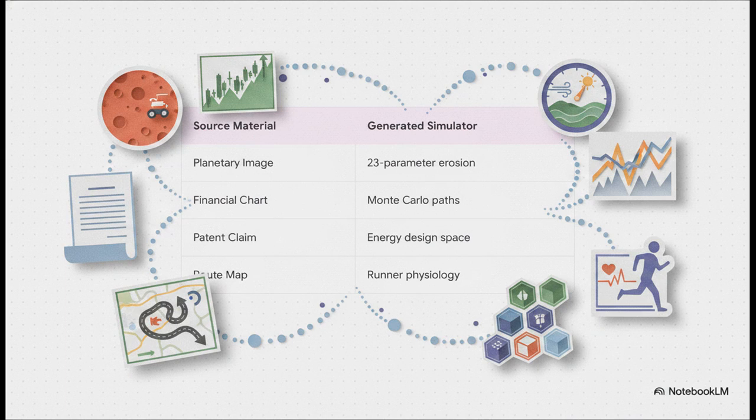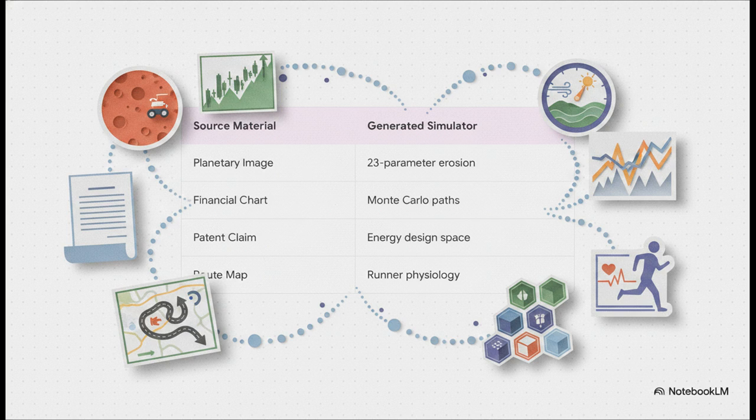And honestly, it gets even more interesting. If you feed the system a planetary surface image, like a photograph captured by a Mars rover, it generates a 23-parameter erosion and lighting simulator, where you can dynamically change the wind and solar angles. Feed it a static screenshot of a financial stock chart, and it spits out a Monte Carlo simulator for intraday price paths. It essentially generates thousands of possible future scenarios for that stock to gauge probability, complete with confidence bands.